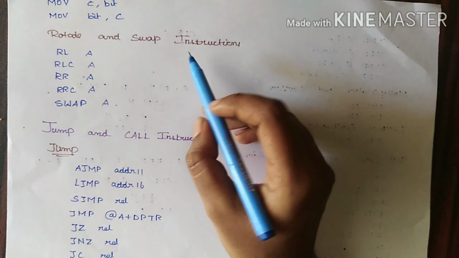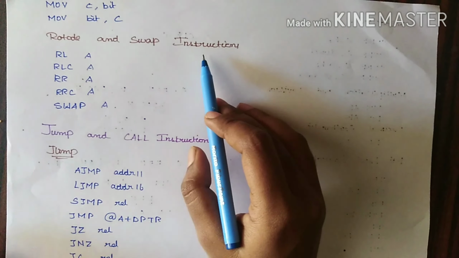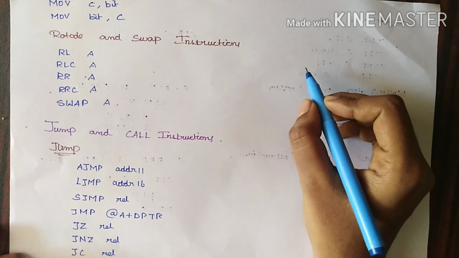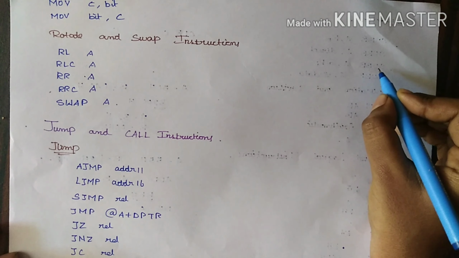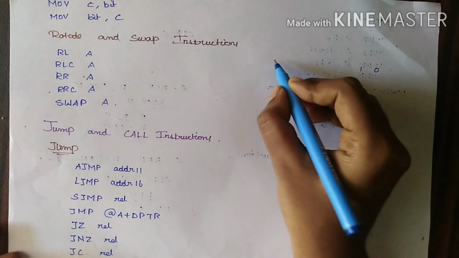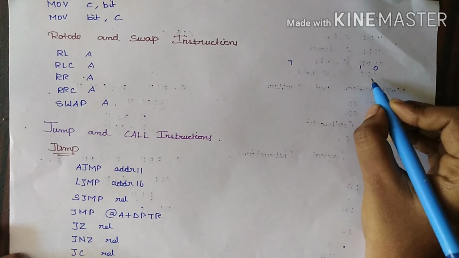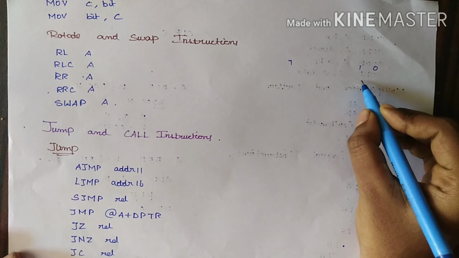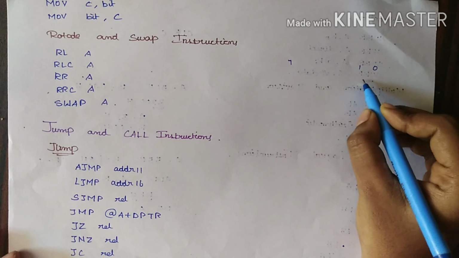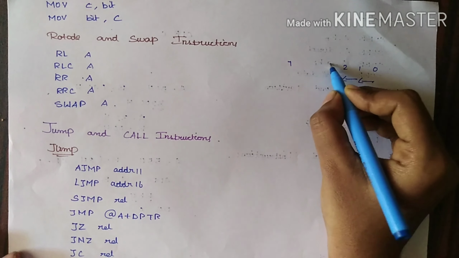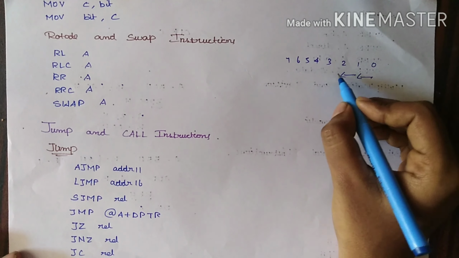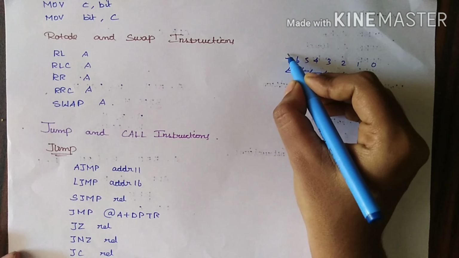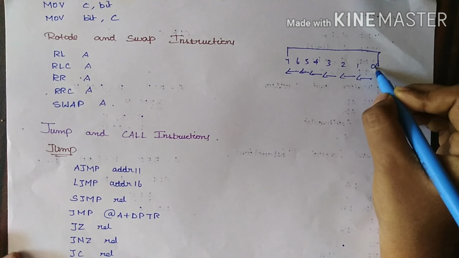And here there is the rotate and swap instruction. This instruction RLA indicates rotate left accumulator. We have an 8-bit accumulator in 8051, so we have the bits from 0 to 7. Now on this instruction, the data will be moved left by 1 bit. So the data here will be moved to here, and the further data will be moved like this. The data in the 7th bit will automatically move to the 0th bit.